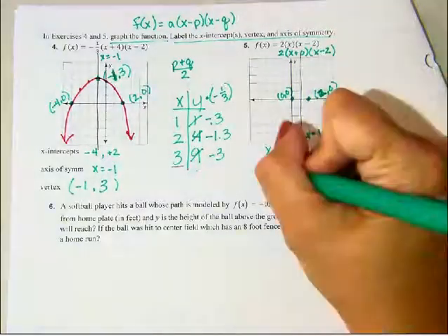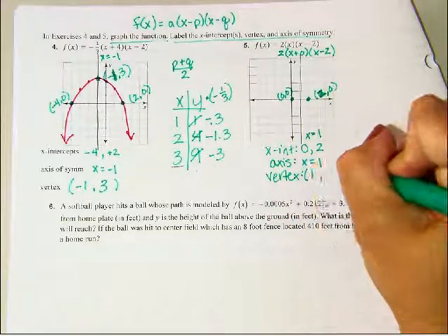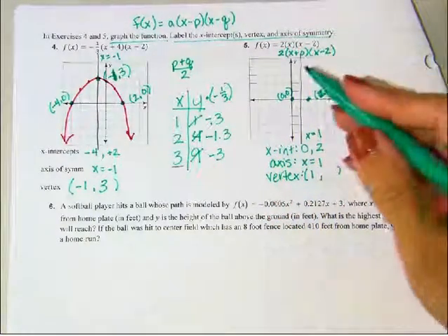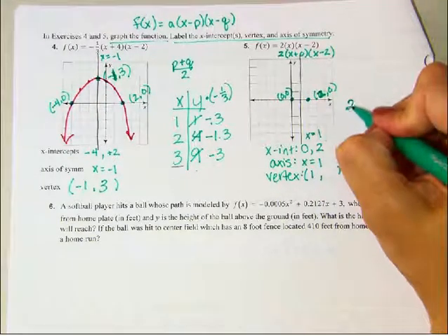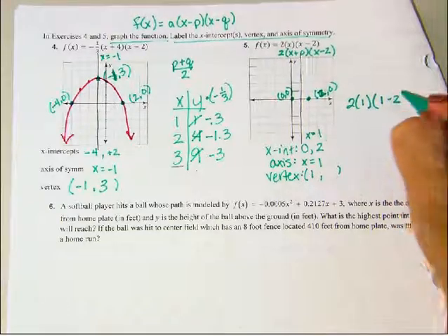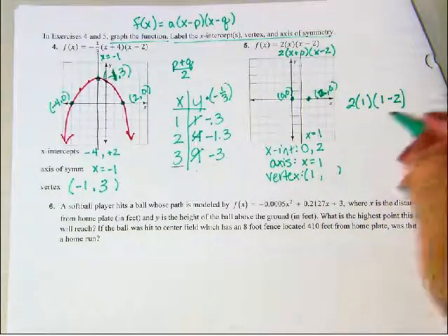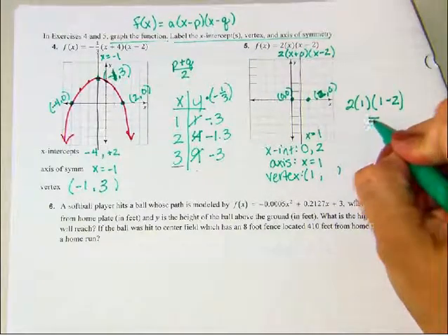And then I need my vertex. Now I know the vertex x is 1. I need to find y. So again, you can plug it in your calculator where you're going to have 2 times 1 times 1 minus 2. Okay, so it's going to be 2 times negative 2, or I'm sorry, negative 1. So it should be negative 2.